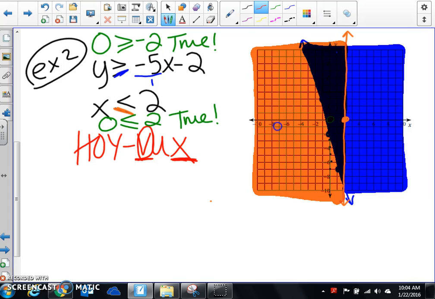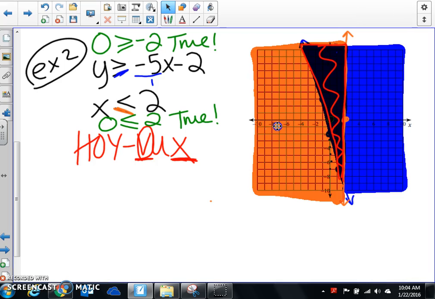Thus, my solution is this black area. And they were both solid lines, so I can keep it solid. Okay? Example number 3.